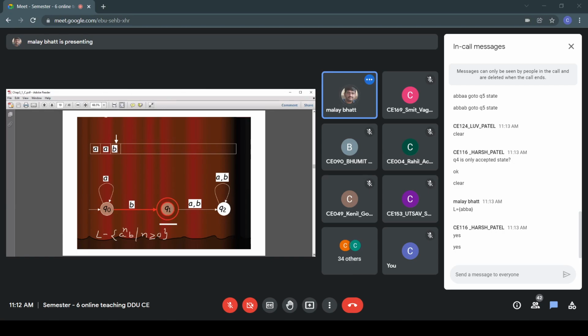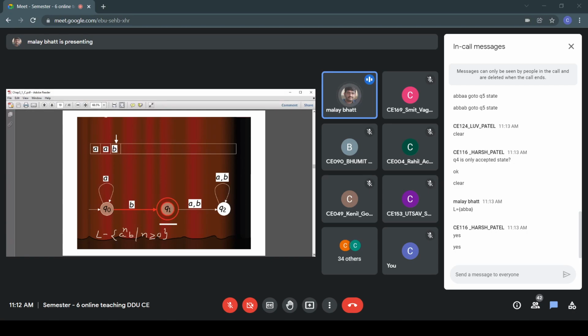Now after B, that means after A raised to n B, if we encounter either A or B, we'll go to the Q2 state. That Q2 state is a dead state.